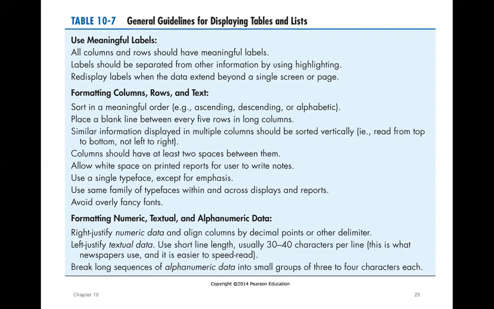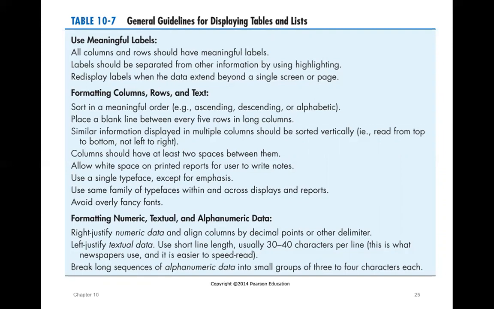What else? Format numeric, textual, and alphanumeric data. We have some rules that we have to follow. So we right justify numeric data and align columns by decimal points or other delimiter. We left justify textual data, using 30 to 40 characters per line. And long sequences of alphanumeric data, we should break into small groups of 3 to 4 characters each.